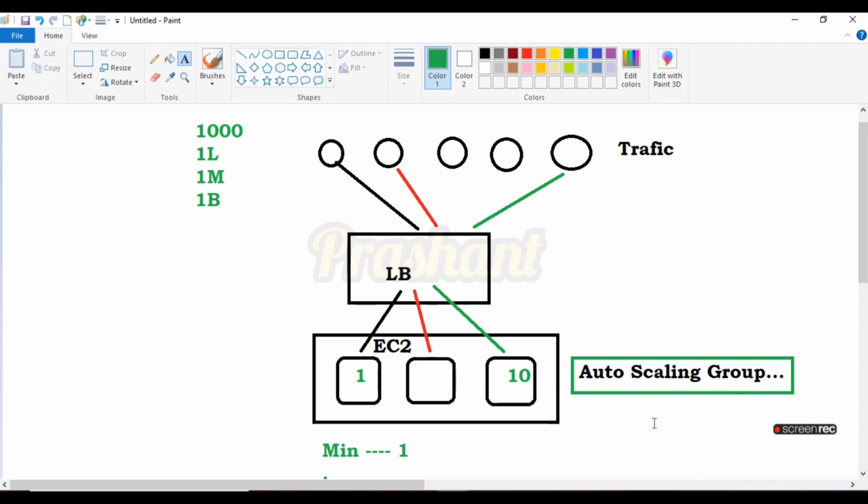But maybe after 1 a.m., 2 a.m. at midnight, people are not using Facebook. At that time the traffic will be very less. If the traffic is very less, then they don't want n number of EC2 instances. So they will scale down. Got it? They will scale down or they will scale up. So this process is called auto.